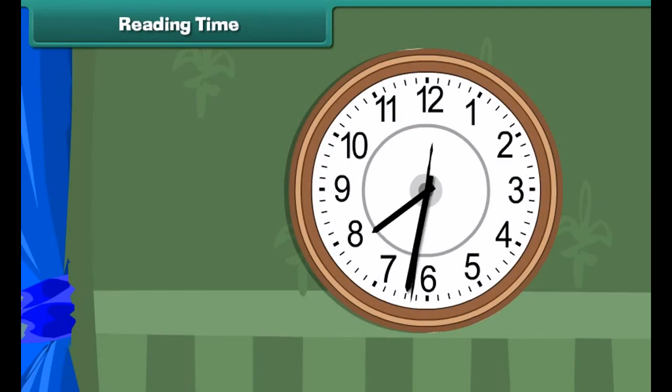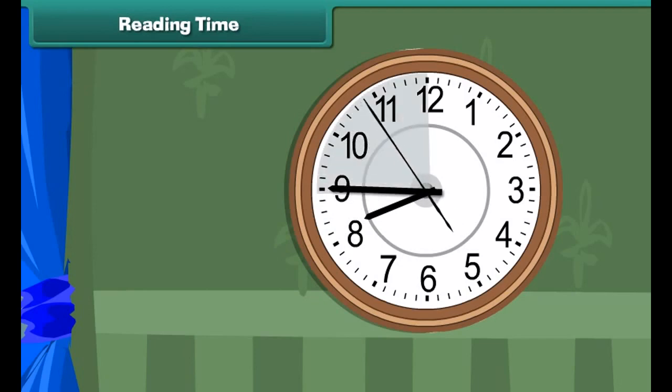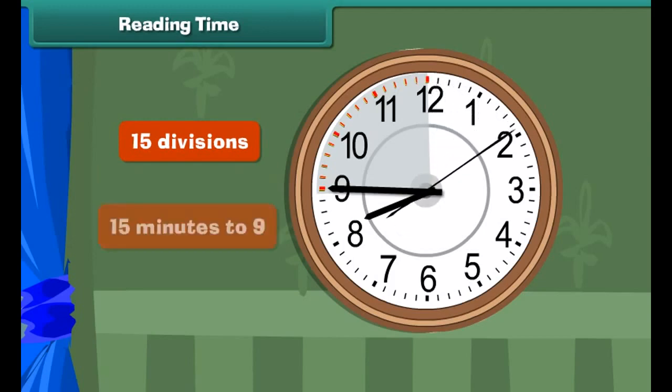When the minute hand is between 6 and 12, the time is read as so many minutes to the next hour. For example, suppose the hour hand is at 8 and the minute hand is at 9. Between 9 and 12 there are 15 divisions. This means after 15 minutes it will be 9 o'clock. This time is read as 15 minutes to 9.